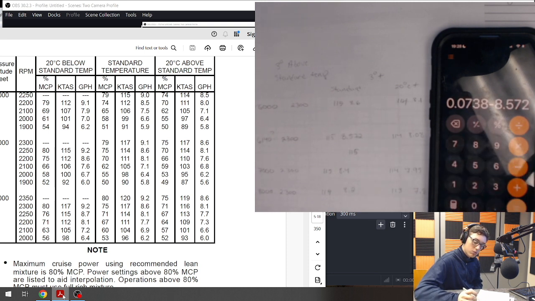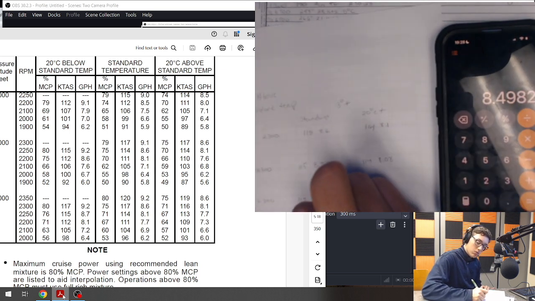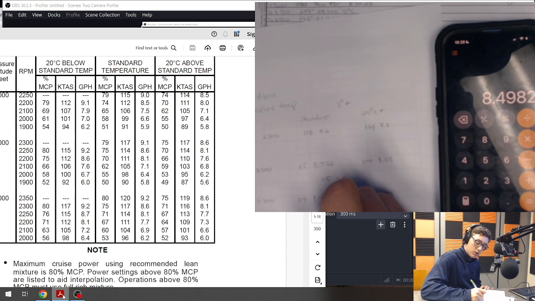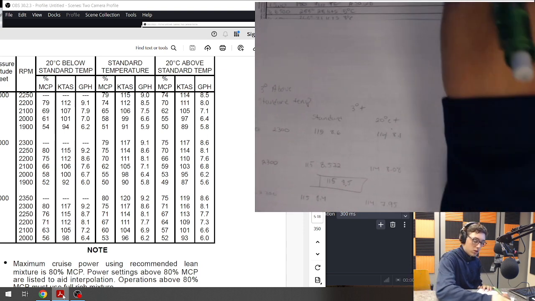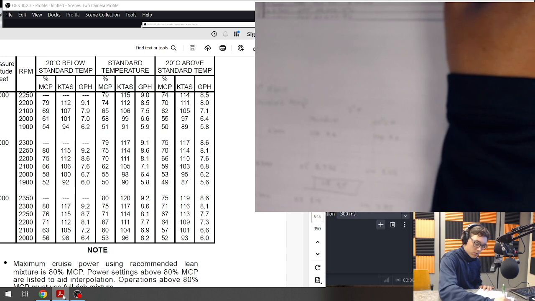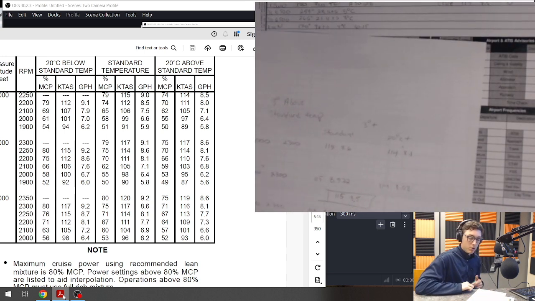8.572, which gives me an answer of 8. And we'll round. We'll just call it 8.5. All that work to just find 8.5 gallons per hour. But that's how you do it. We'll make a note here. Cruise 115 knots at 8.5 gallons per hour.